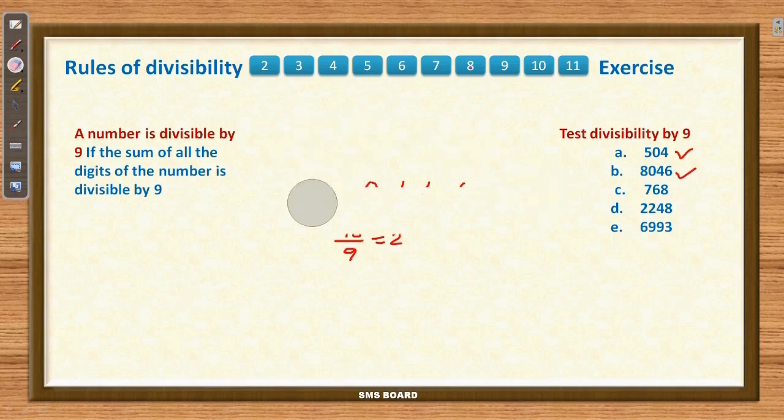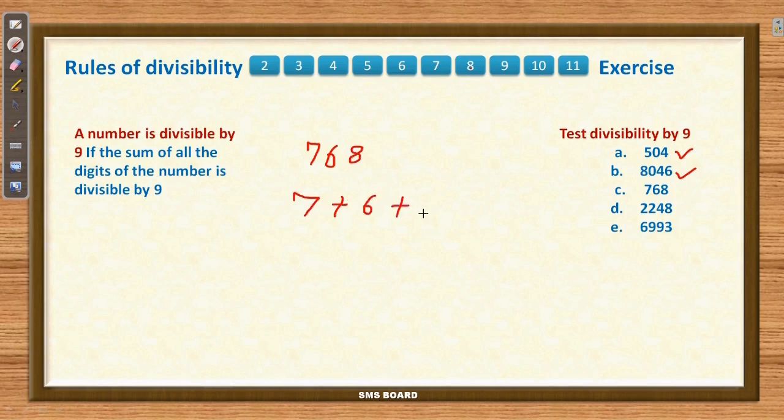Now let us discuss question number 3. Question number 3 is 768. The sum of the digits: 7 plus 6 plus 8. 7 plus 6 is 13, plus 8 is 21. 21 is not divisible by 9. So this number is not divisible by 9.